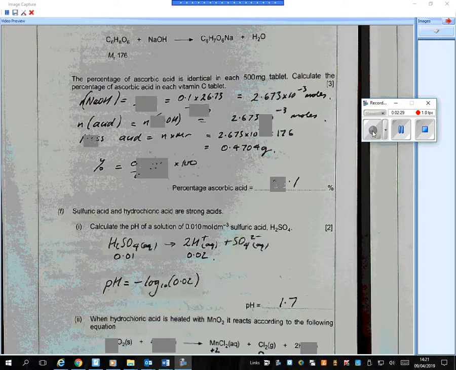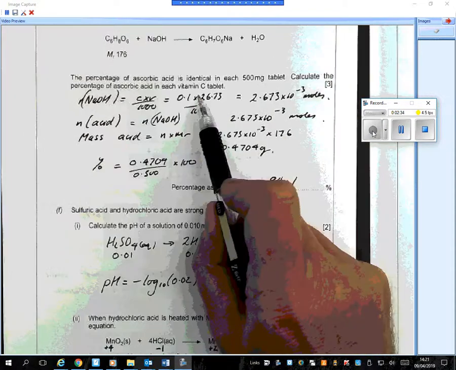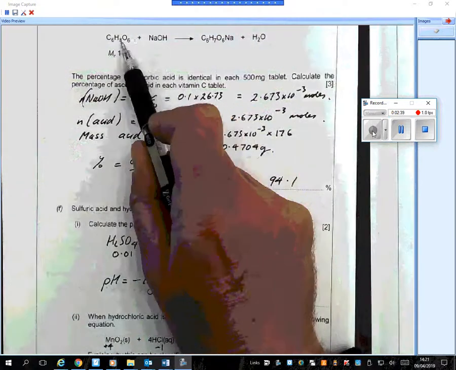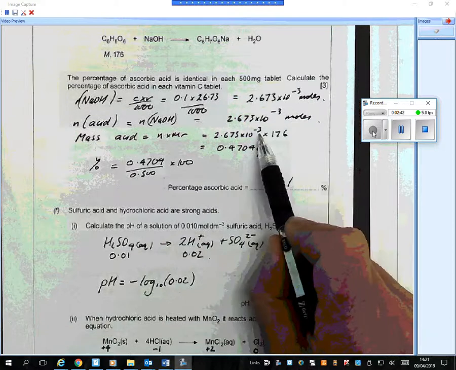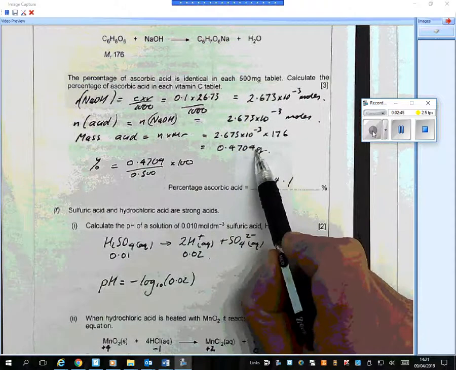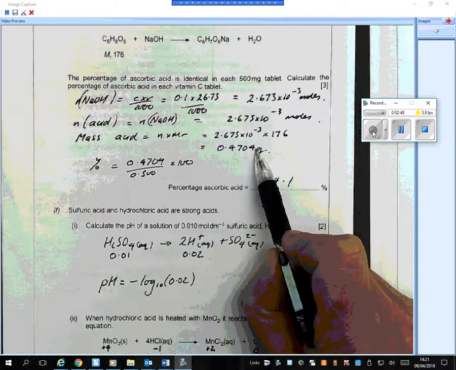Now we've got some straightforward calculations. So we find the number of moles of sodium hydroxide. From the equation, number of moles of acid is the same. Therefore, you've got the number of moles multiplied by the Mr, so that gives you the mass of the ascorbic acid. And then you work that out as a percentage of the tablet.